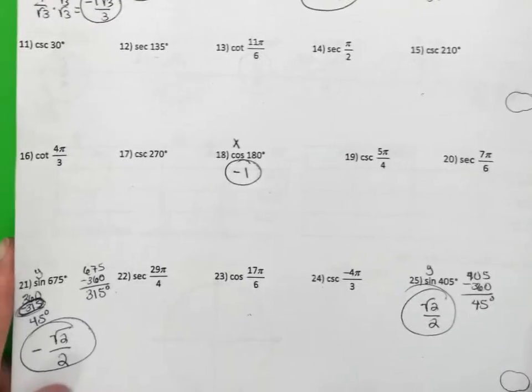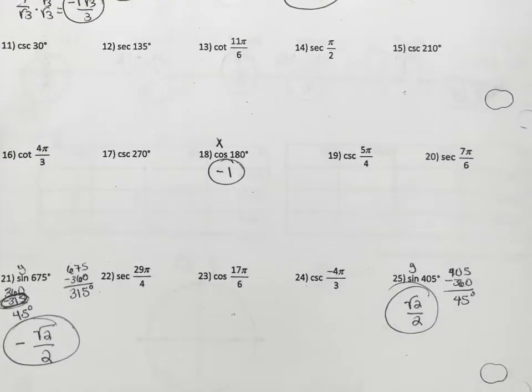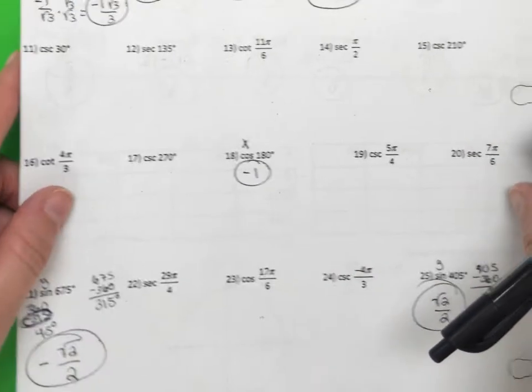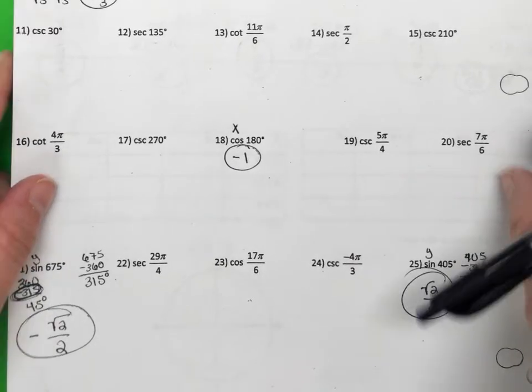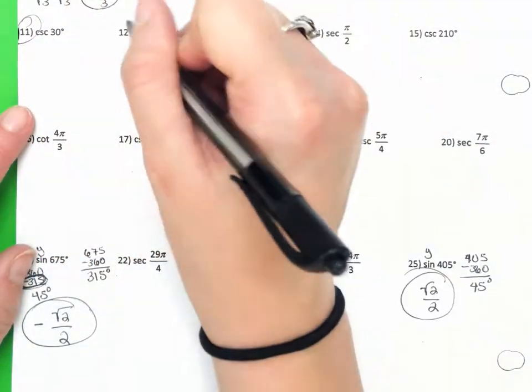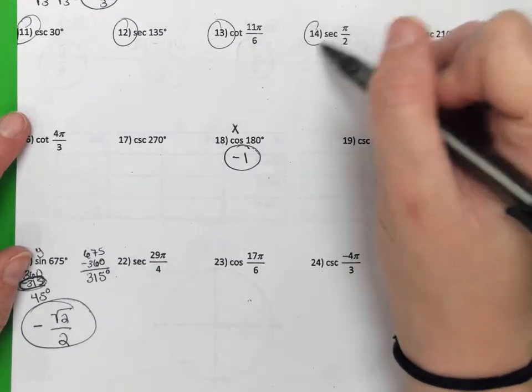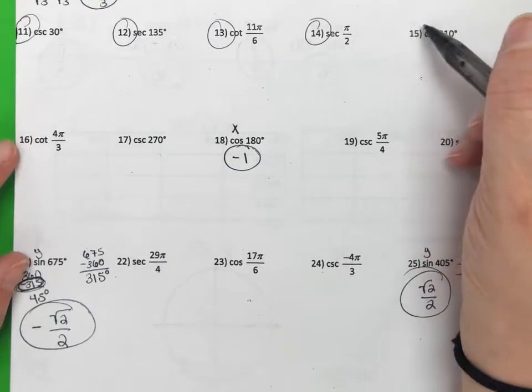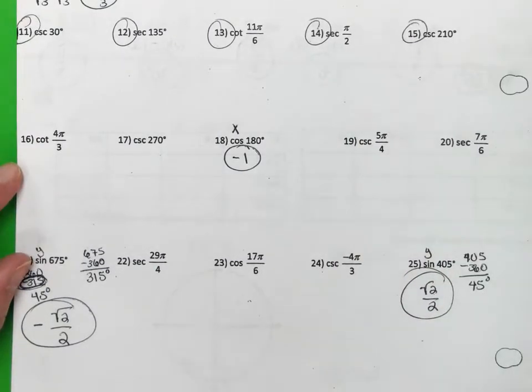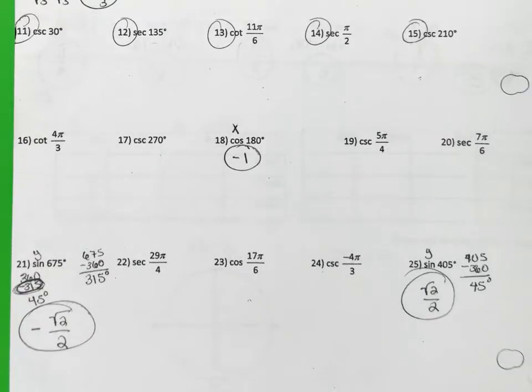Y'all try 11, 12, 13, 14, and 15. Y'all do those 5. If you don't have your unit circle, get it out, okay?